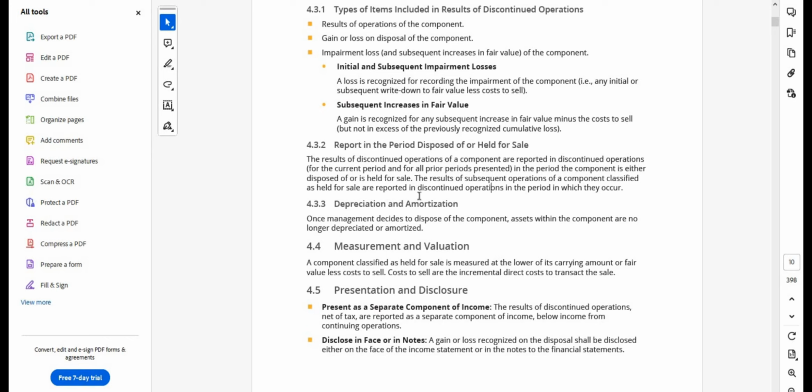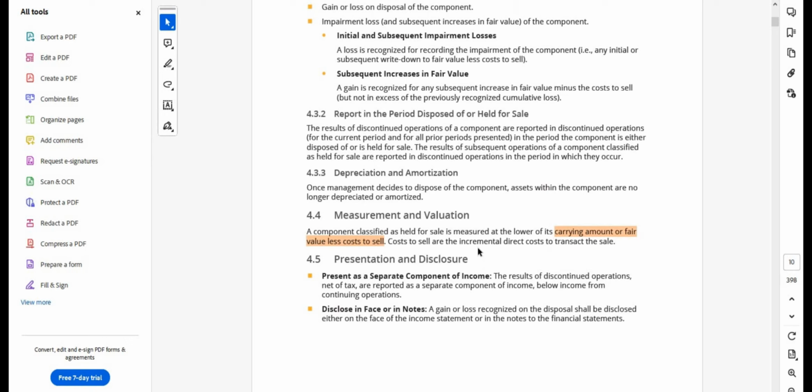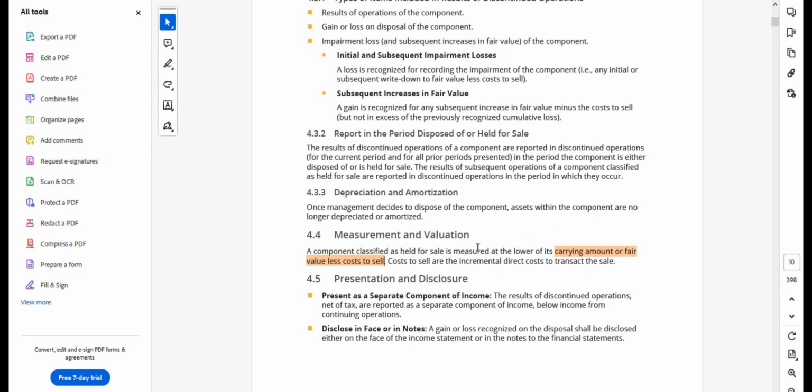Depreciation and amortization. Depreciation is for tangible assets, amortization is for intangible assets. Measurement and valuation. So we have to measure the cost at the lower of its cost or carrying value. See, carrying amount or fair value or the cost to sell. We have to measure the component at the lower of its carrying value or cost, but if it's held for sale or if it's a discontinuing operation, then we need to categorize it in fair value.